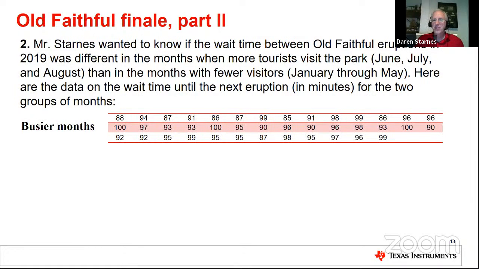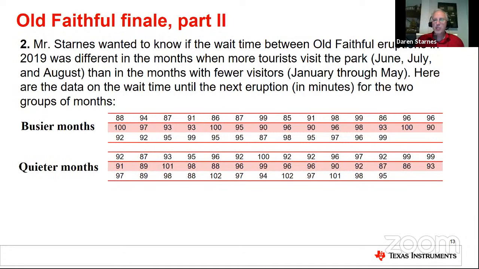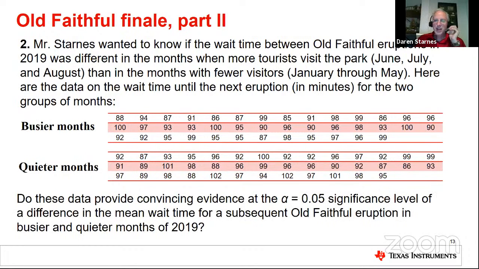And for the busier months, here are the data. And for the quieter months, January through May, here are the data. And the question we're going to try to answer in a little bit is, do these data provide convincing evidence at the 0.05 significance level of a difference in the mean wait time for a subsequent Old Faithful eruption in the busier and quieter months of 2019?